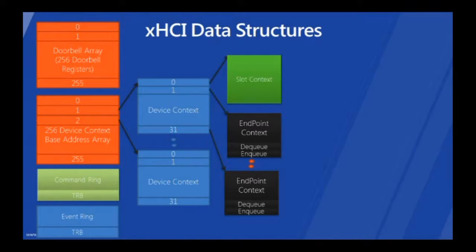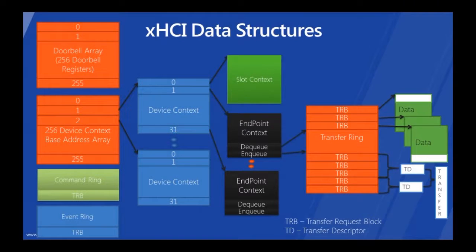Now let us understand the structures on the far right side of this slide. Each endpoint context contains one or more transfer rings. Transfer ring is used by software to schedule work items for a single USB endpoint.